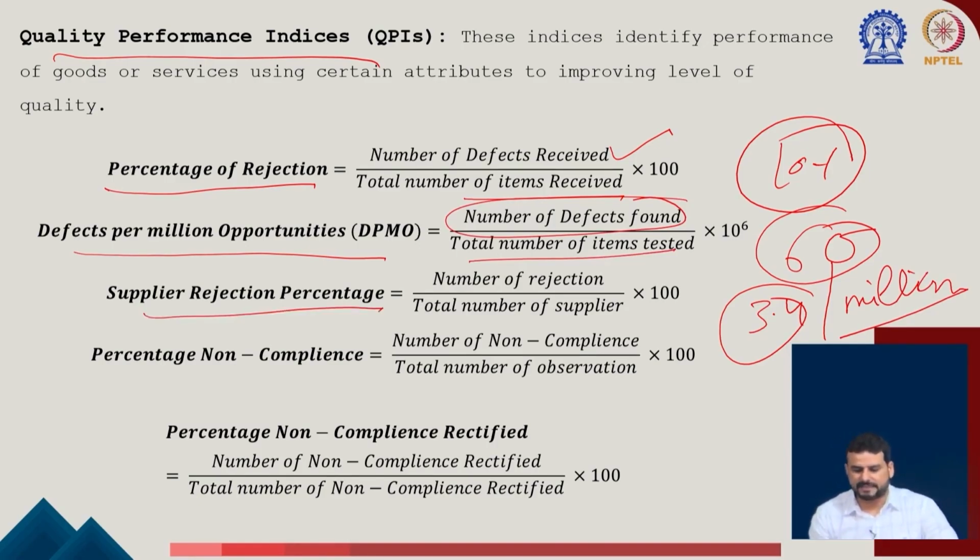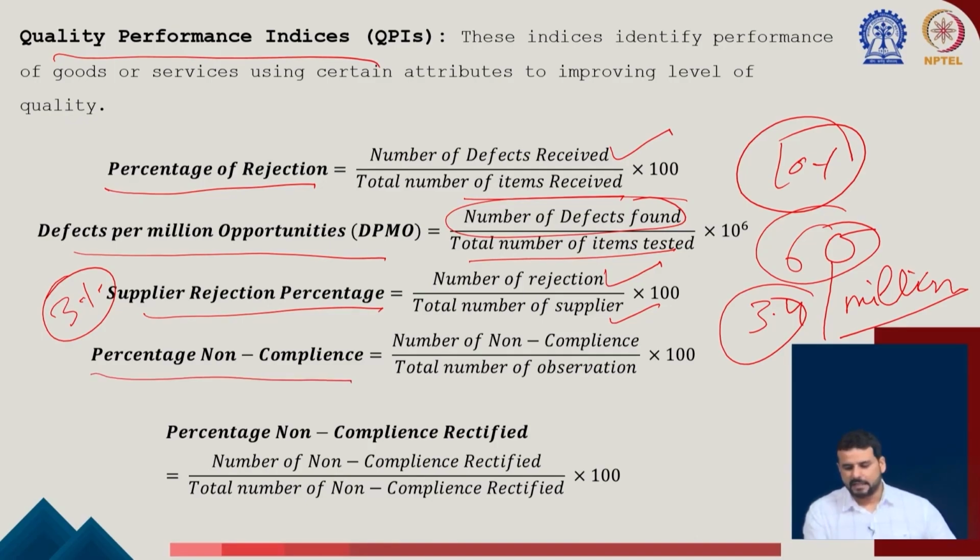Supplier rejection percentage: number of rejections over total number of suppliers, that you need to find out. What is the supplier rejection rate? If your supplier rejection rate is 3%, that means 3% of whatever your suppliers are supplying, you are rejecting because those items are not up to the mark as per quality. But again, you can compare this with the best performance in the industry.